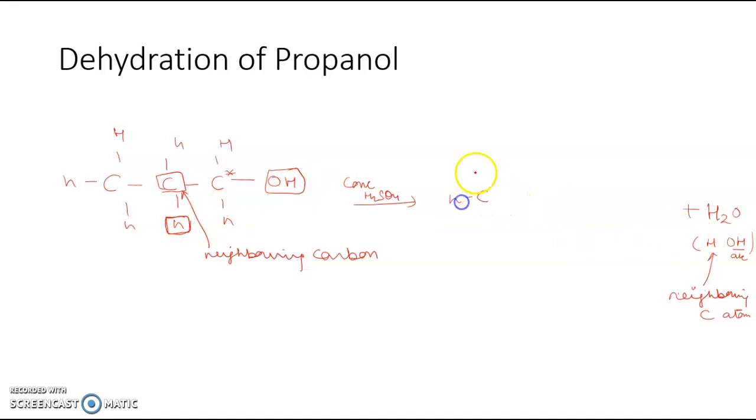Now let's just write down what's remaining. So we've got CH, CH2. Now we've removed OH from there, we removed H from here. Carbon should always be surrounded by 4 bonds. So 1, 2, 3, you get a double bond here. So propan-1-ol got converted to propene. So that's the dehydration of propanol. So you get an alkene by this reaction.